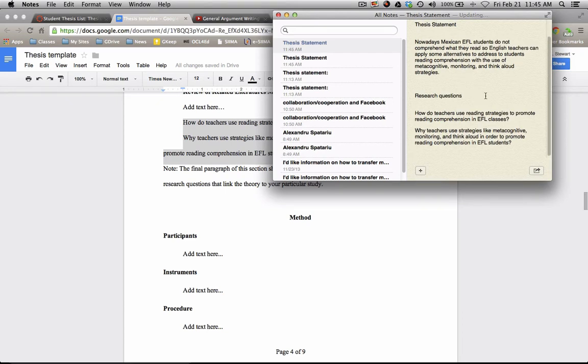Okay, so here we want to make sure that our thesis statement aligns with our research questions. Our thesis statement answers our research questions. So here we have, how do teachers use reading strategies to promote reading comprehension in EFL classes?